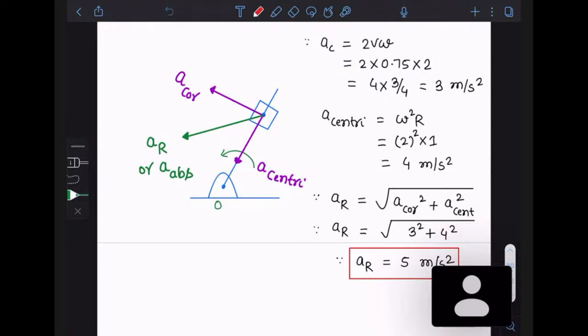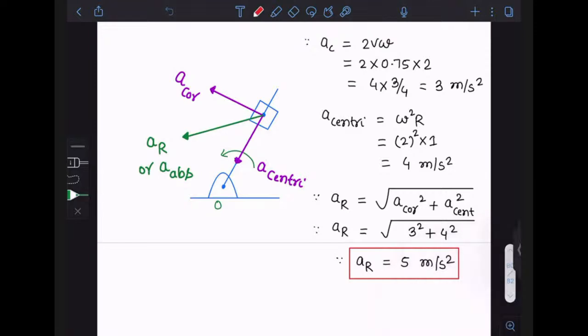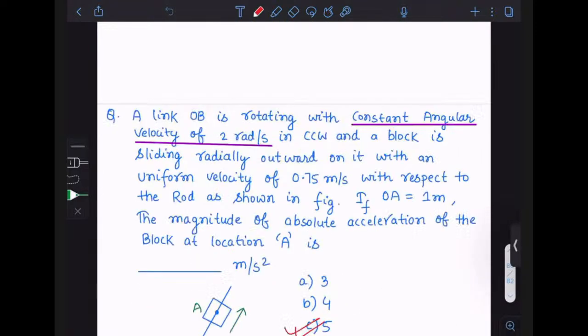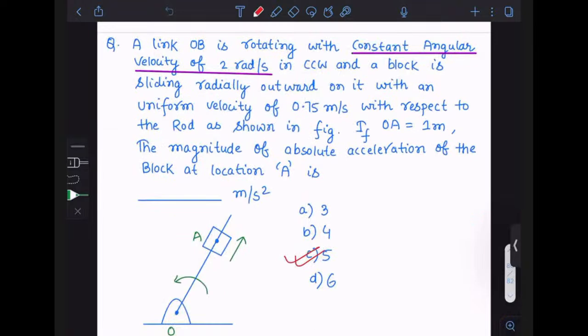Yesterday I discussed this problem. I gave you this problem, but unfortunately my voice was not coming through properly. I'm going to explain it because we don't have enough time.